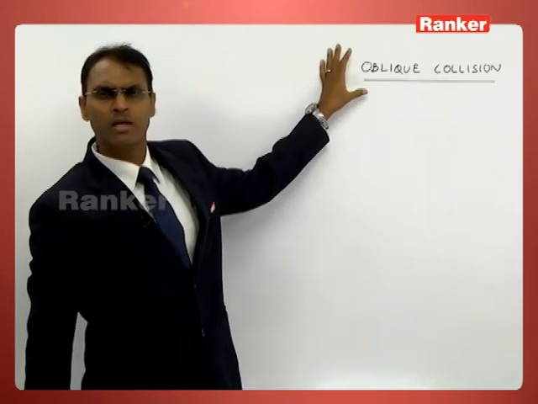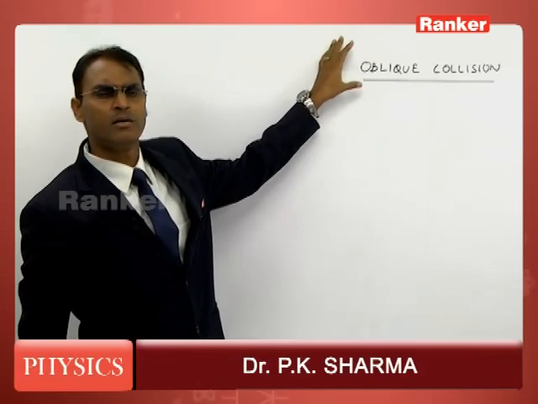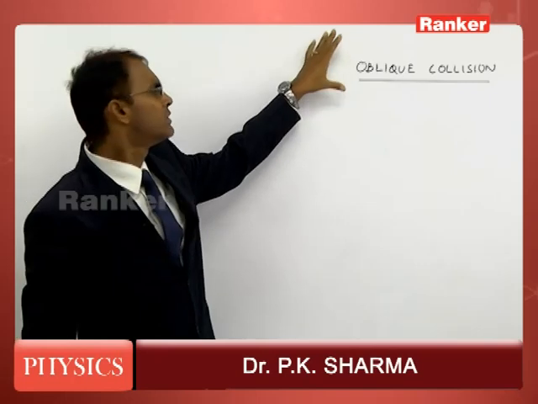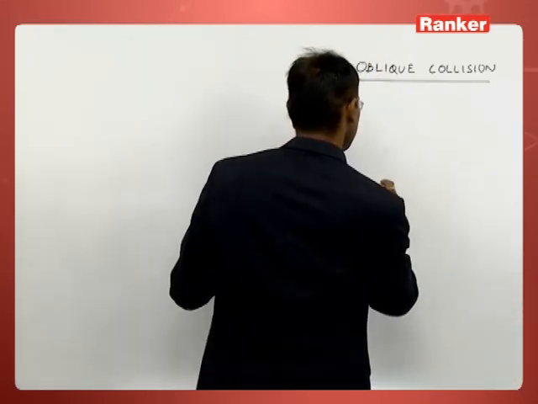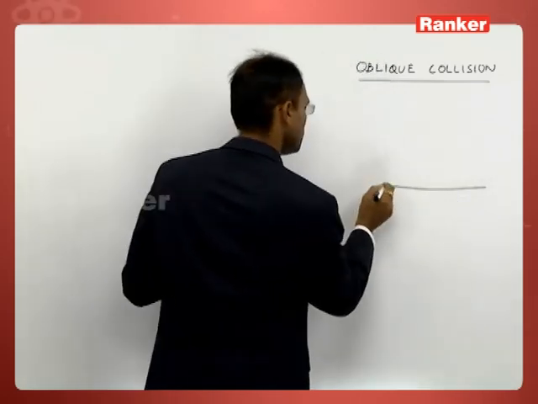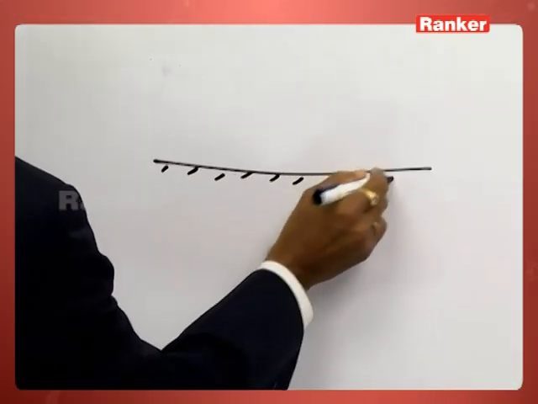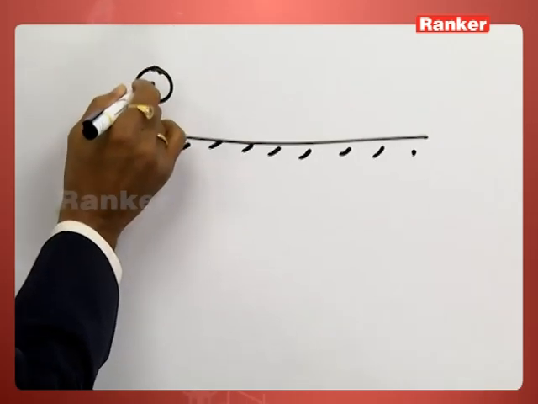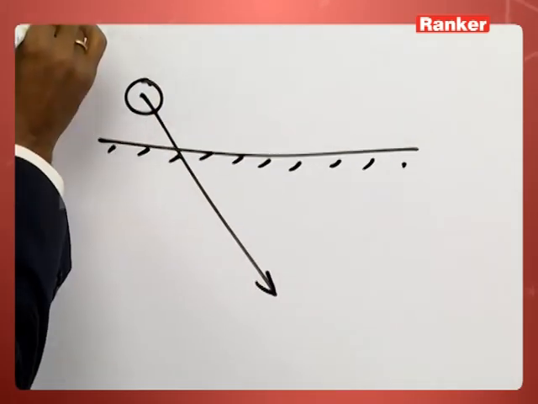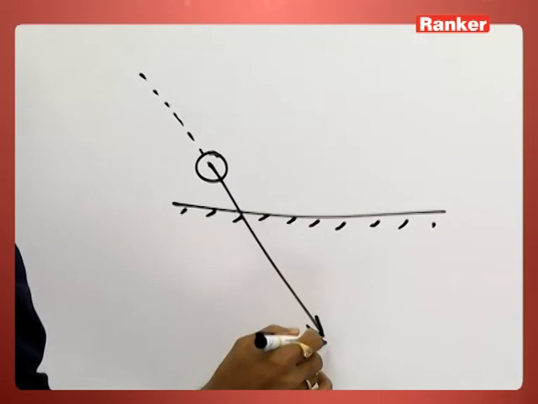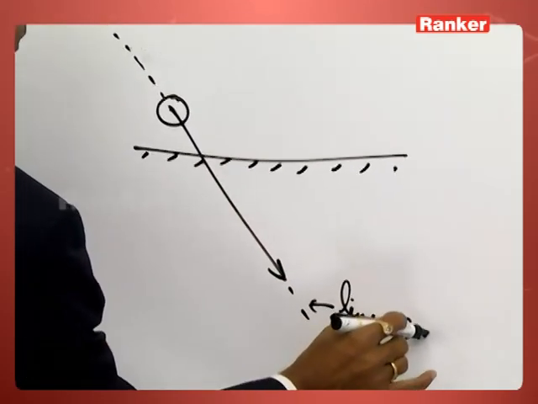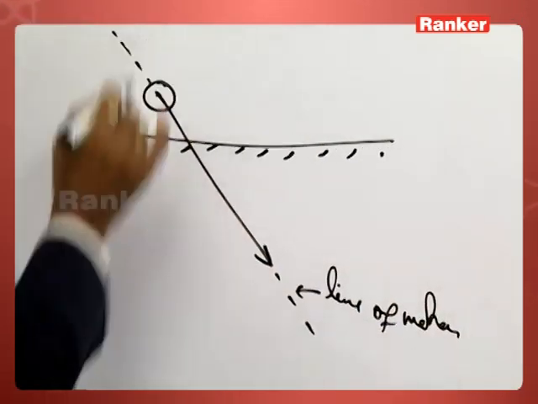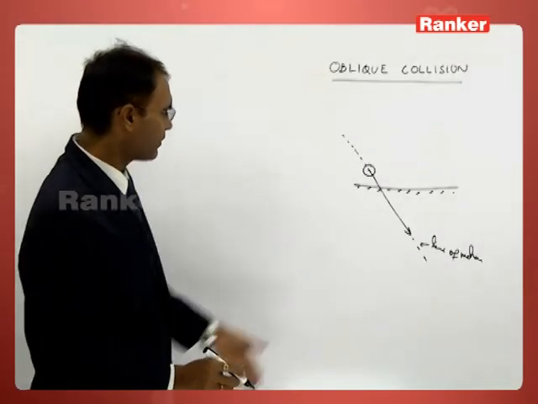Let us talk about the last bit of this chapter, that is oblique collision. In oblique collision, as I defined, a collision is oblique when the body's line of motion differs from the line of impact.